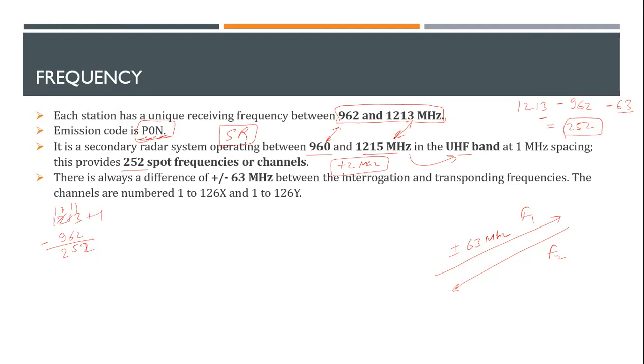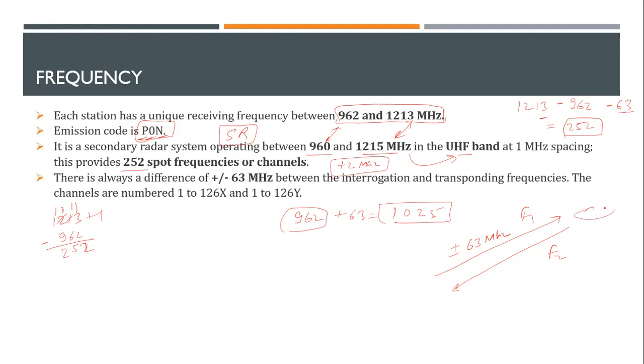But you need to realize that 962 will be paired with 63, which is equal to how much? 1, 0, 1, oh sorry, 1025. This is the frequency it will be paired with. So this and this will be the combination. Now it depends, we'll add or subtract on the frequency we choose for transmitting.